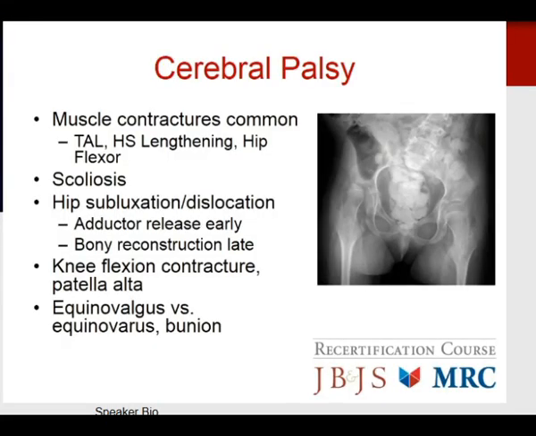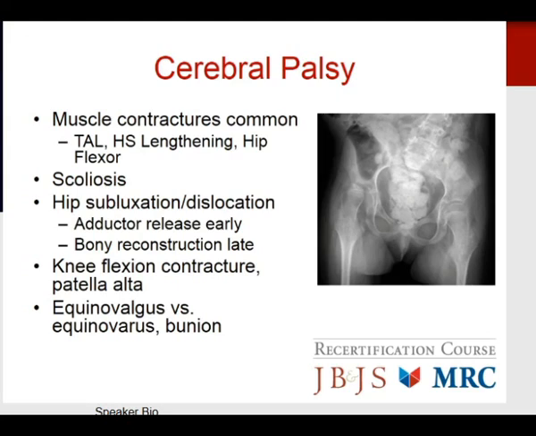Muscle contractures are very common, and surgical treatment may include tendo-Achilles lengthening, hamstring lengthening, or iliopsoas or hip flexor lengthening. Scoliosis is also very common, and surgical indications are similar to AIS. Surgery can be considered in curves greater than 45 to 50 degrees, but it should be noted there's a much higher complication rate compared to idiopathic scoliosis, and this complication rate approaches 40 to 50%.